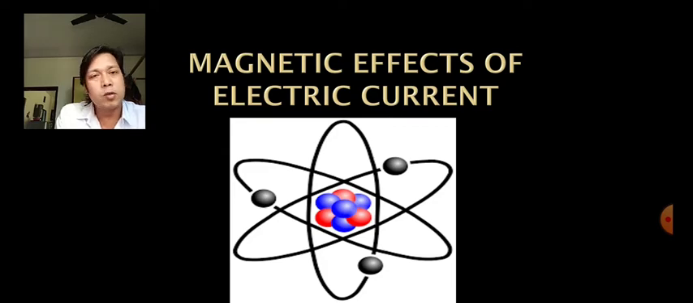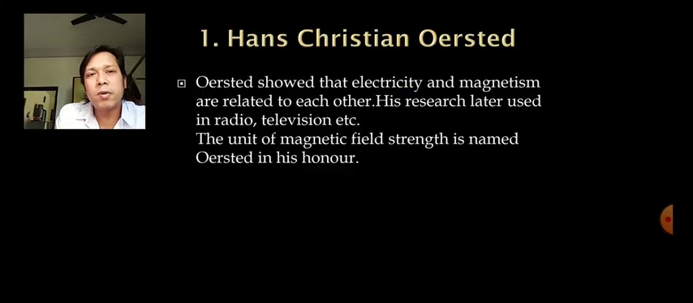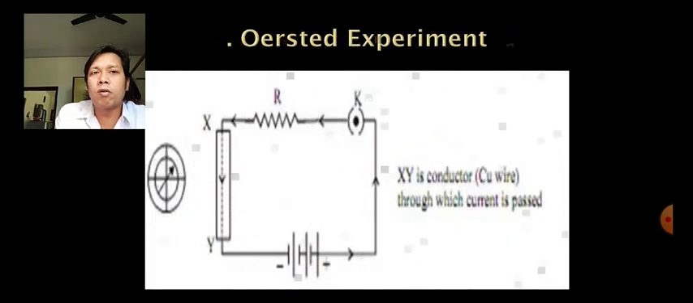And in today's experiment, we have understood that a current carrying conductor can produce a magnetic field. This was first experimentally proved by Hans Christian Ørsted. So Ørsted showed that electricity and magnetism are related to each other, and the unit of magnetic field is actually the oersted, which is kept in honor of him.